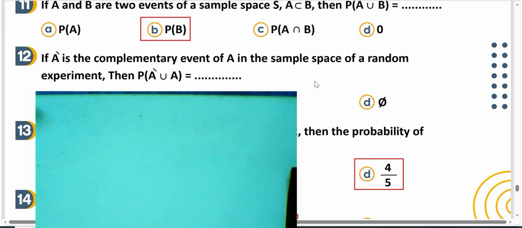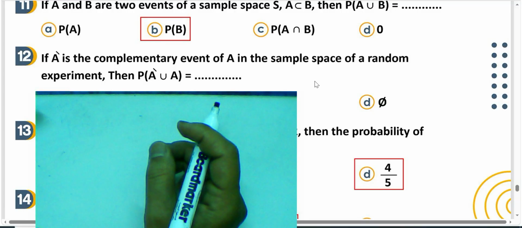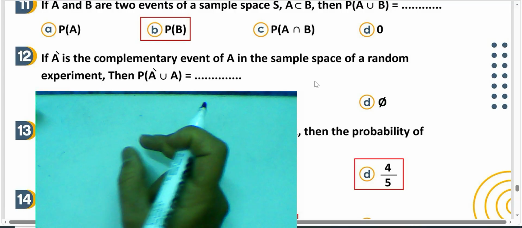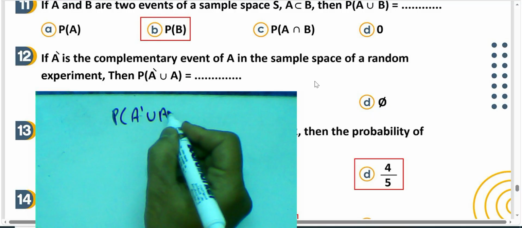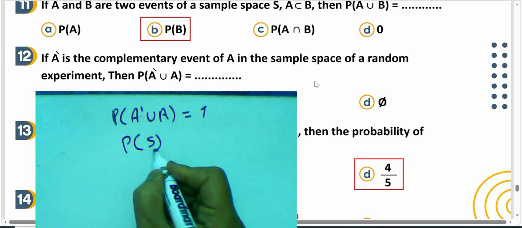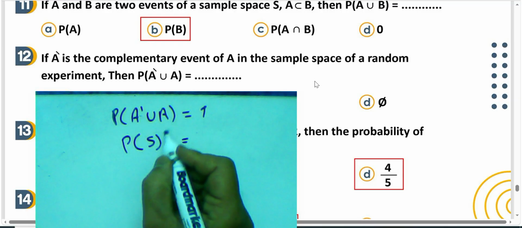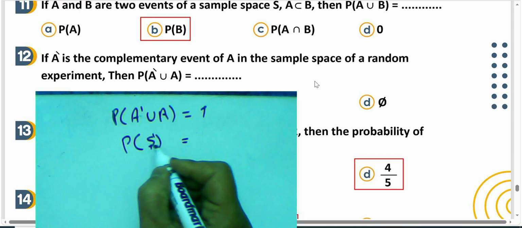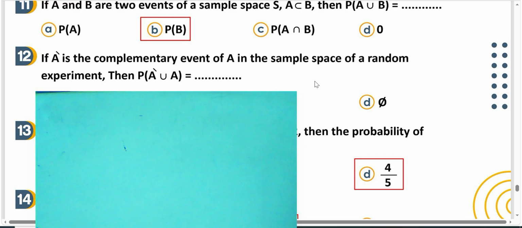Next question: if A complement is the complementary event of A in the sample space of a random experiment, what is the probability of A union A complement? It will be 1, because A union A dash, or A complement union A, gives me the sample space of all results, so the result will be 1. Okay, the answer here will be 1.